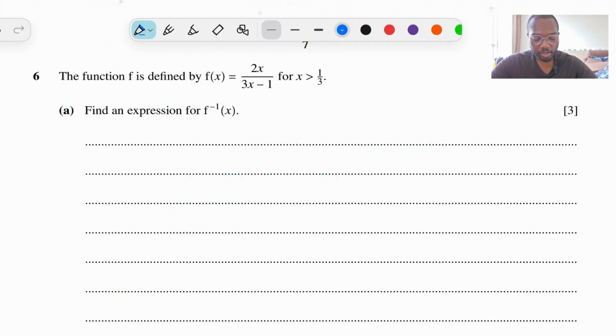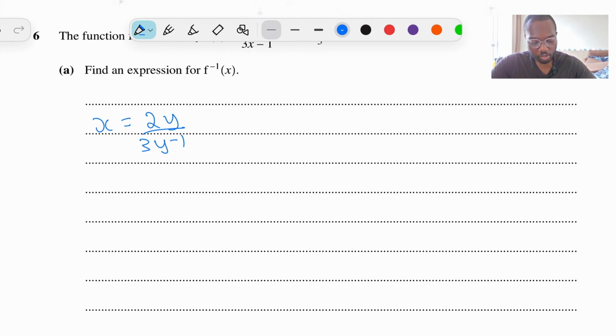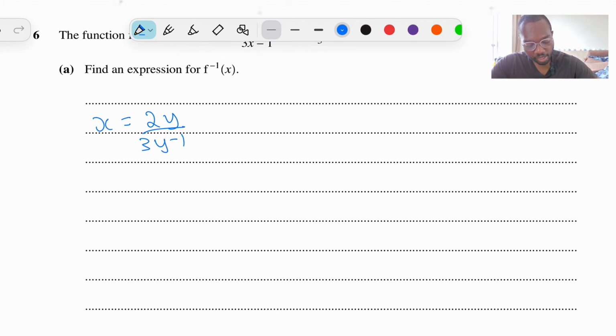So this question, okay, we have f of x equal to 2x over 3x minus 1. We need to find an expression for f to the minus 1 of x, so just find the inverse. To do this, I'm going to make x equal to 2y over 3y minus 1, and then rearrange, make y the subject of the formula, and that should give me my inverse. So if we do that, that would be 3xy, okay? And that would be minus x is equal to 2y.